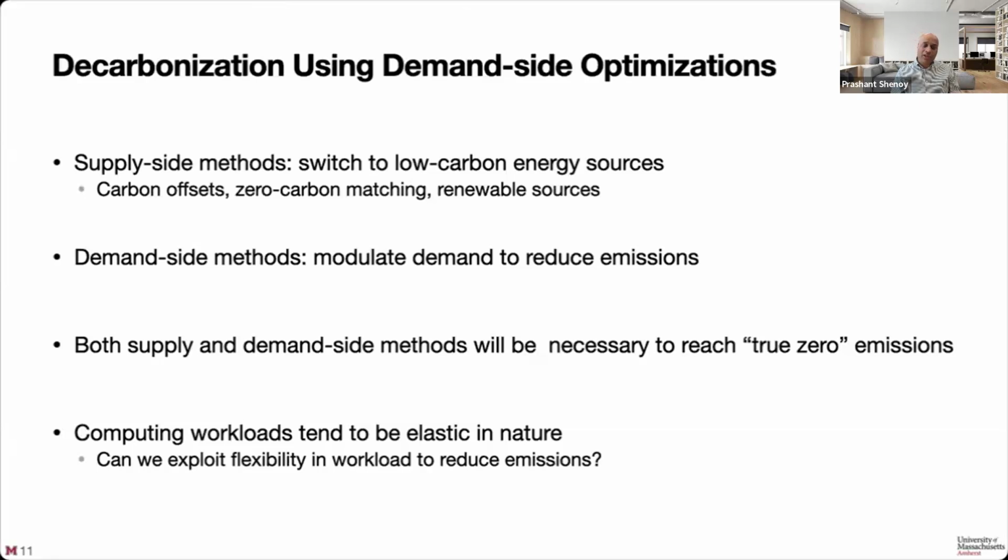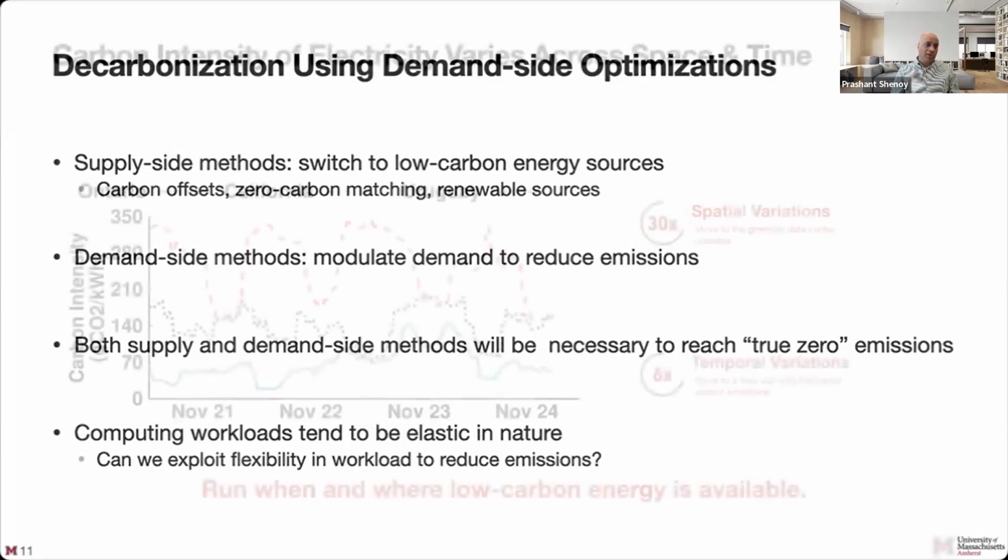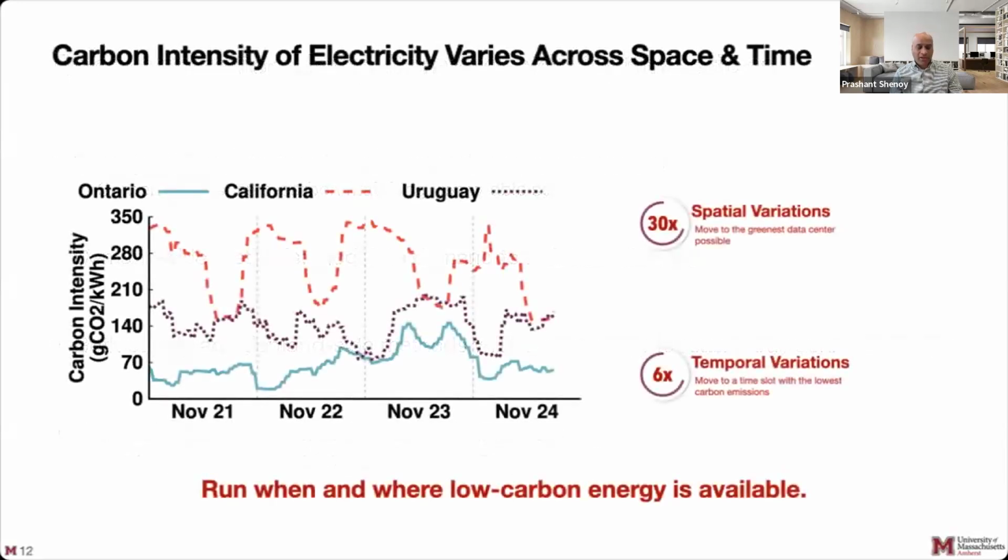Okay? And the reason you can look at demand side methods is our computing workloads tend to be elastic in nature. And then the question is, can we exploit that flexibility in the workload to reduce our emission? Yeah. So what do I mean by this? Let me explain in two slides the sort of the high level idea. So the first slide here is showing you a graph, which is what is called the carbon intensity of electricity. You may be familiar with this graph. The x-axis is time. The y-axis is carbon intensity, which is the carbon emissions per unit of electricity consumed.